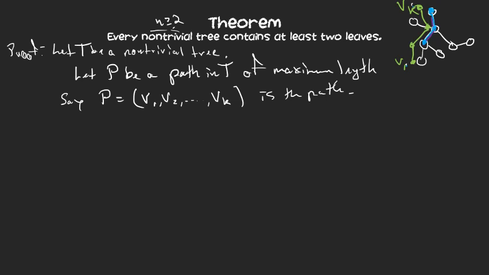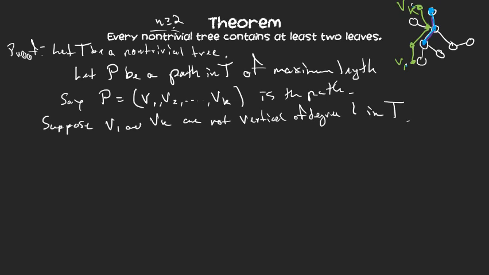So suppose V1 and Vk are not vertices of degree 1 in T. So that's my claim, that these vertices that I found are not degree 1.